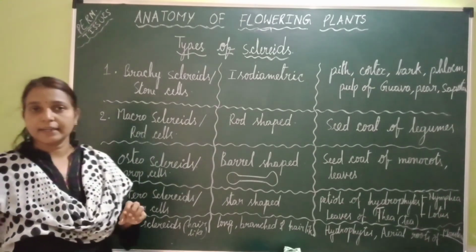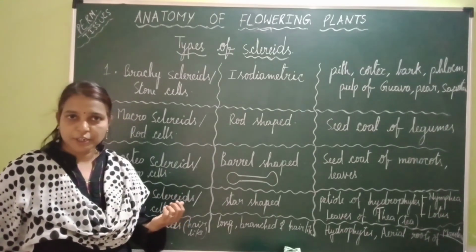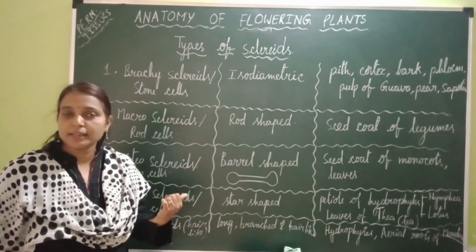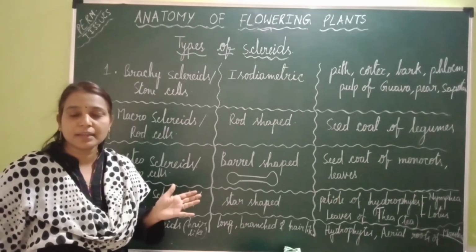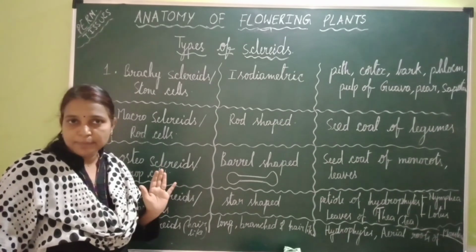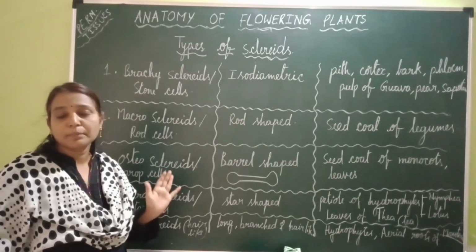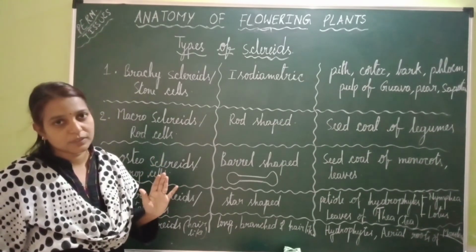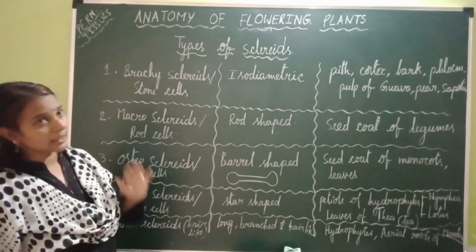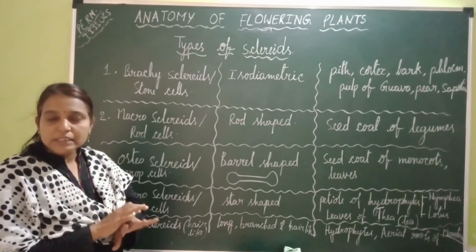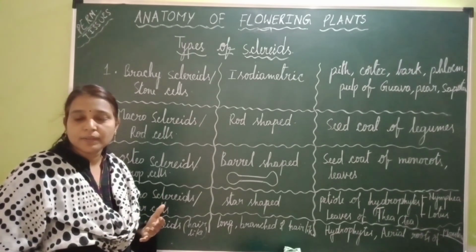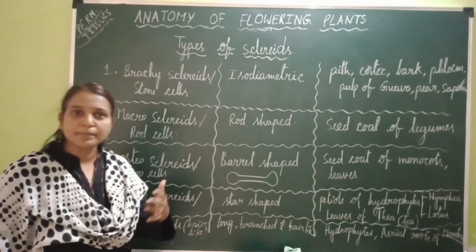Till now we studied different types of simple permanent tissues: parenchyma, collenchyma and sclerenchyma. I explained these three types by comparative study. Then we studied different types of parenchyma, collenchyma, and sclerenchyma, that is sclerids and fibers, and different types of sclerids also. With this, simple permanent tissues are completed, and next I will be starting with complex permanent tissues, that is xylem and phloem.